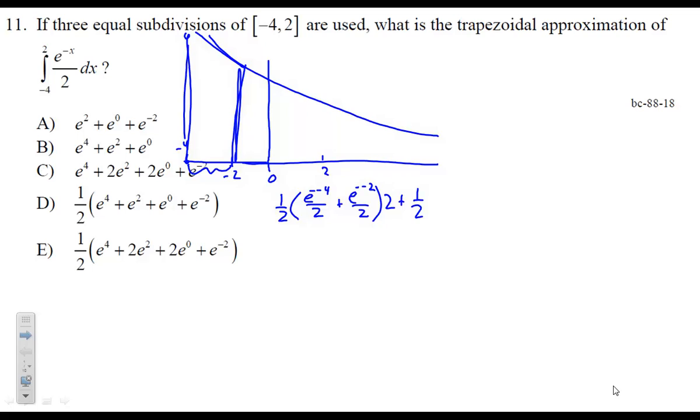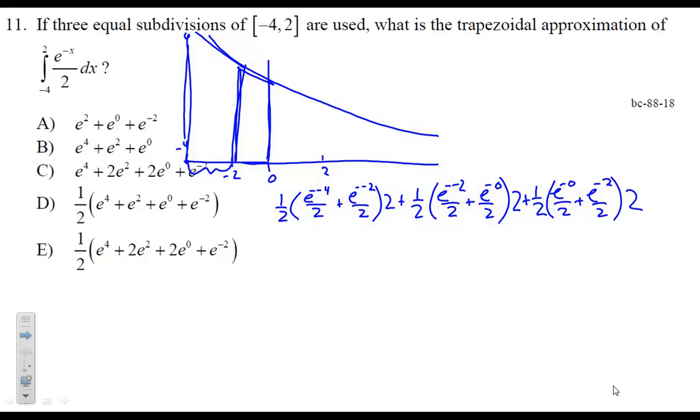And that's going to be our general form for all of these trapezoids. The second one goes right here. It has a base 1 of e to the negative 2 plus e to the negative 0 over 2 for its base 2. And its quote-unquote height is 2. And then lastly, our last trapezoid is 1/2 e to the negative 0 plus e to the negative 2 over 2, and its height is also 2.